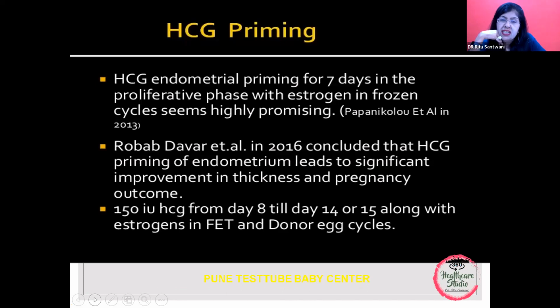Now, again, some studies have been presented regarding the use of HCG priming. HCG endometrial priming for 7 days in the proliferative phase with estrogen in a frozen cycle seems to be highly promising. Then studies have come that HCG priming of the endometrium leads to significant improvement in thickness and pregnancy outcome. 150 international units HCG from day 8 till day 14 or 15 with estrogens in FET and donor egg cycle.